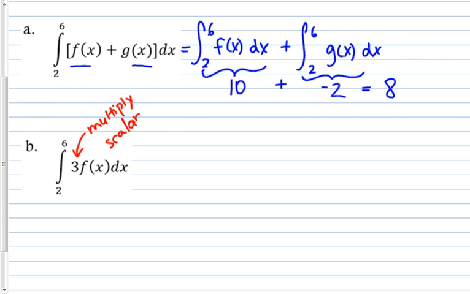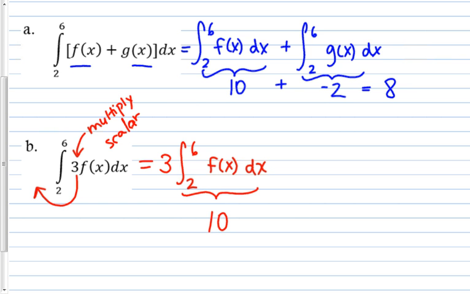Scalar. All right. The rule for multiples, or scalars, is that they can be brought out to the front of the integral. They don't have to be inside of the integral. You do not have to integrate a number you're multiplying by. You can, you just don't have to. So I can rewrite this as 3 times the integral of f of x from 2 to 6 dx. Same thing. And if we recall from the top, this is equal to 10. So 3 times 10, 30.